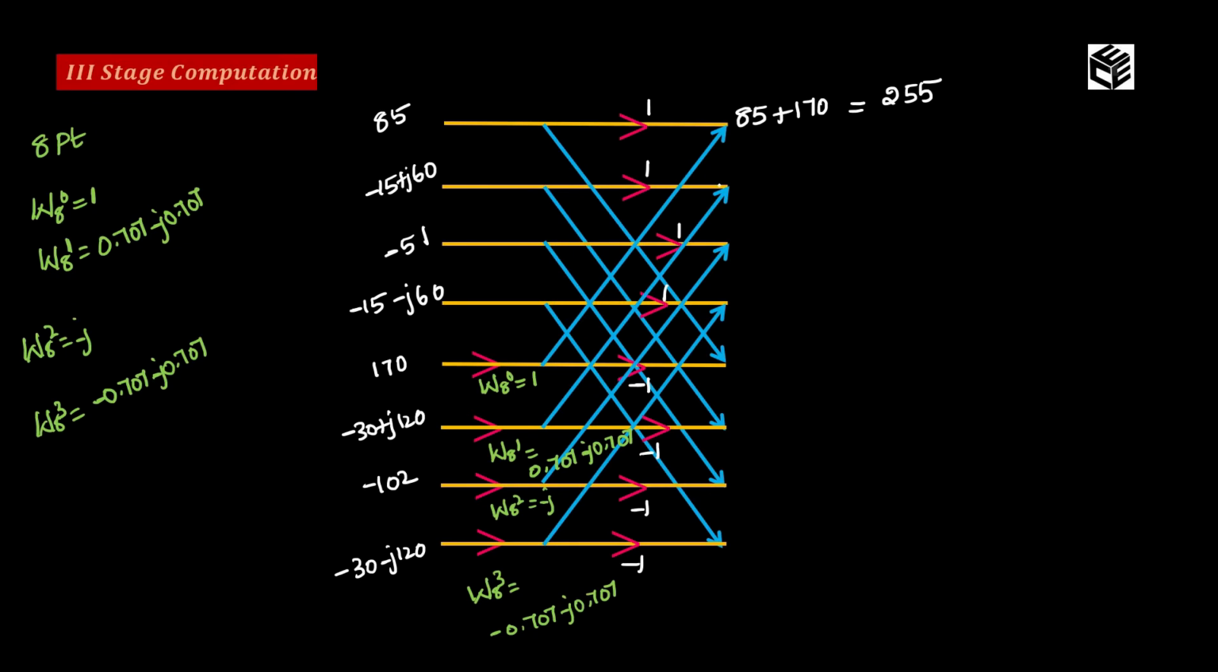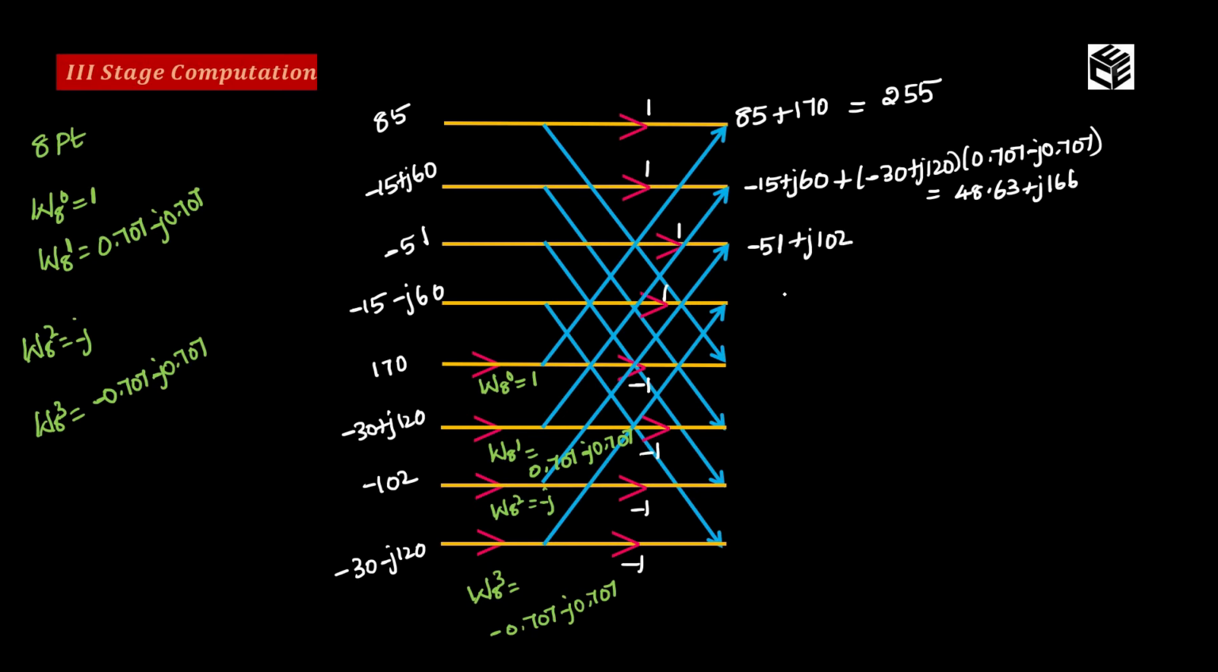Okay, and this is minus 15 plus j60 and the second line is here, which is plus minus 30 plus j 120 into the twiddle factor value. What is that? 0.707 minus j 0.707. The answer for this is 48.63 plus j 166. Please do the calculations with the help of a calculator. And the third line is minus 51 into 1, which is minus 51. And this line is minus 102 into minus j. So it is plus j 102.